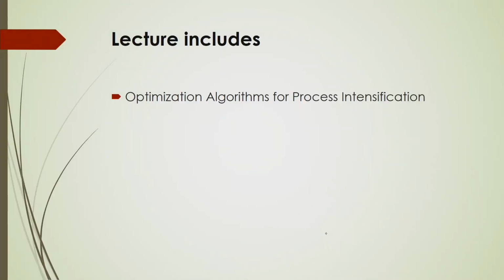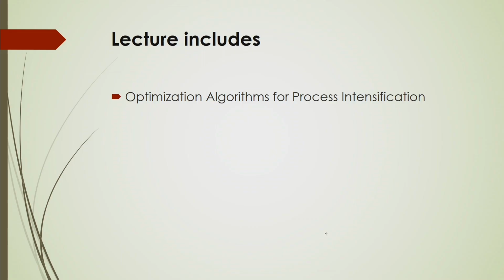This is the module on optimization for process intensification, module 5, and lecture 2 under this module, in which the optimization algorithms will be discussed. So, this lecture includes the optimization algorithms for process intensification. In the previous lecture, under optimization techniques, we discussed some introduction regarding different types of optimization and how those optimizations can be implemented.